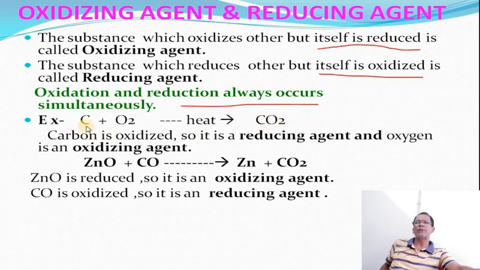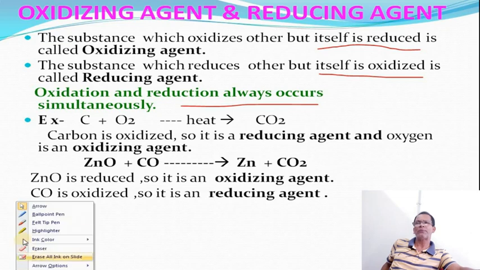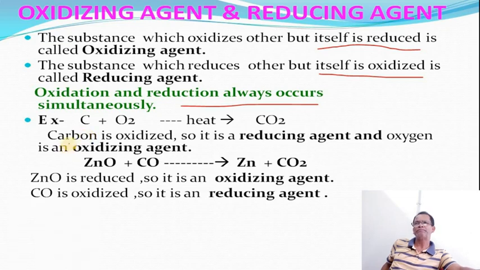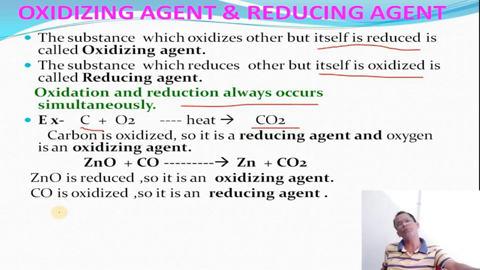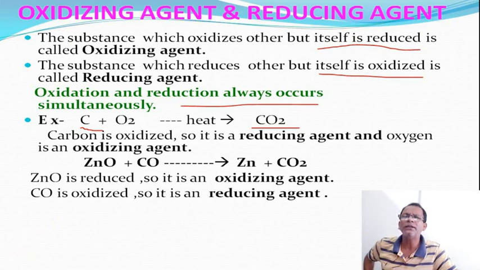Here carbon is converted to carbon dioxide, which means carbon is oxidized. If carbon is oxidized, then automatically oxygen will be reduced. Just the opposite, because oxidation and reduction always take place simultaneously. If one is oxidized, the other will be reduced.